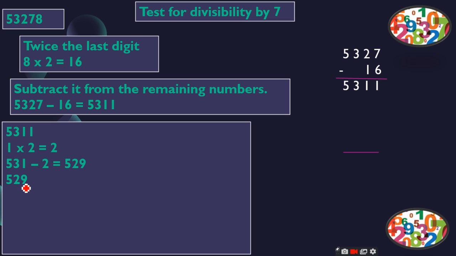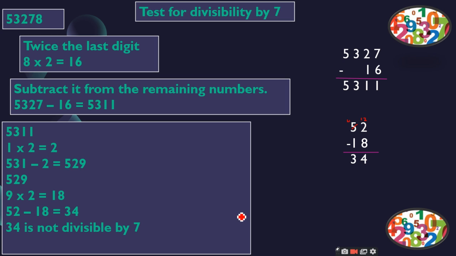Here we have 529 and the last digit is 9. So take the last digit and twice it. 9 twos are 18. Now subtract it from 52. The remaining digits are 52. So 52 minus 18 is equal to 34. Let's see the subtraction over here. Let's take carry. It's 12. 12 minus 8 is 4, and it's 4. 4 minus 1 is 3. 34. Now 34 is not divisible by 7. So the number 53278 is also not divisible by 7.